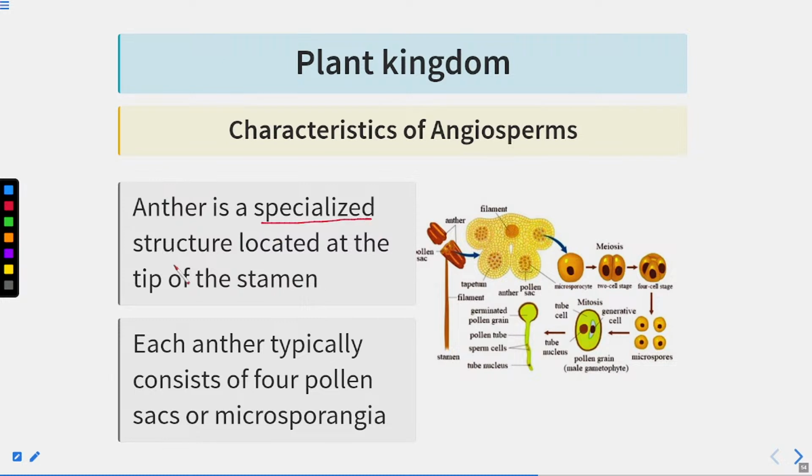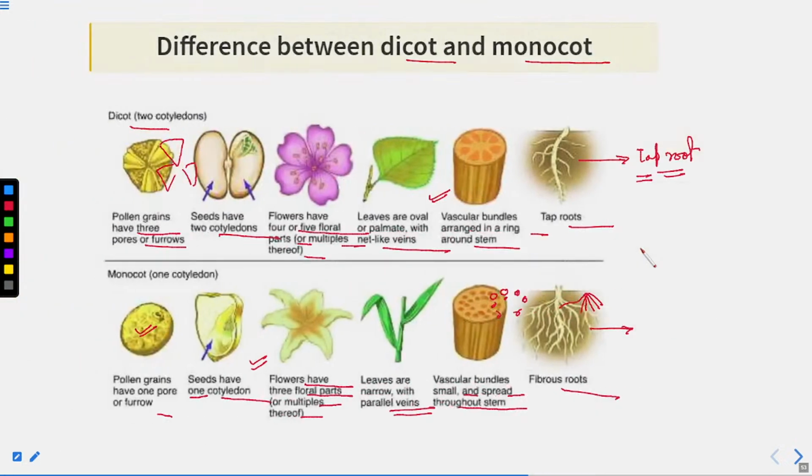Anther is a specialized structure located at the tip of the stamen. So this is the internal structure of the anther, right? So they have these anther lobes, and inside each lobe, a pollen sac. These are the 4 pollen sacs, and inside these pollen sacs, pollen grains or microspores are present. Each anther typically consists of 4 pollen sacs or microsporangia. Inside these, pollen grains are developed.